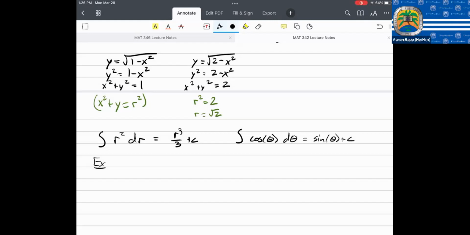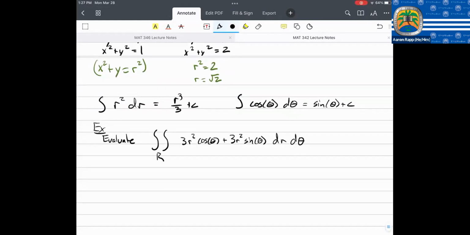So I want us to first evaluate the integral over region R, which is going to be 3r squared cosine of theta plus 3r squared sine of theta, with respect to r first, then with respect to theta, over the region R equal to the set of all polar coordinates such that my radius is bound between 1 and 2.